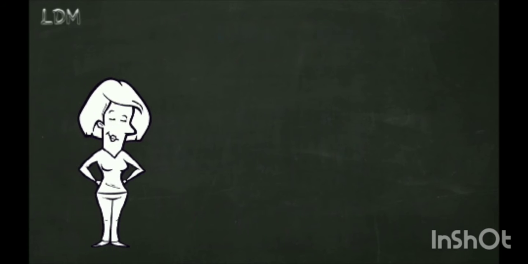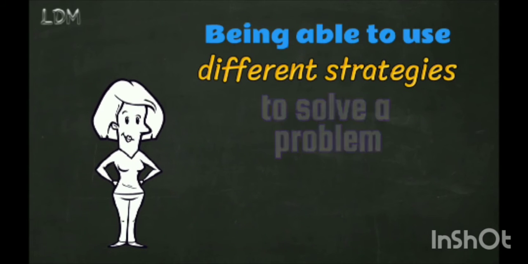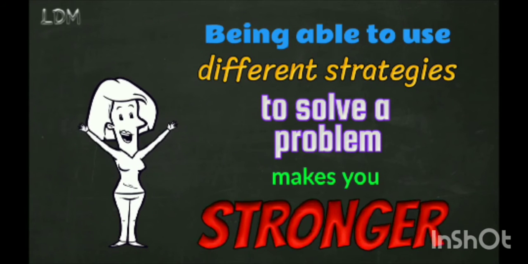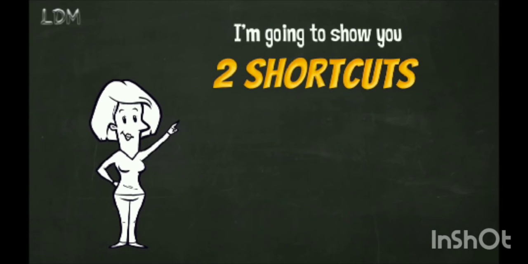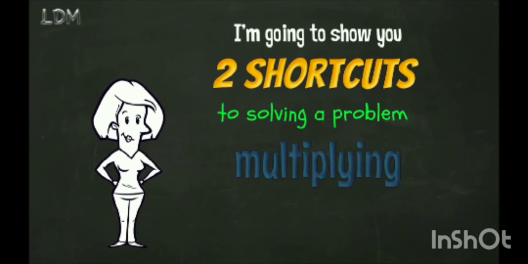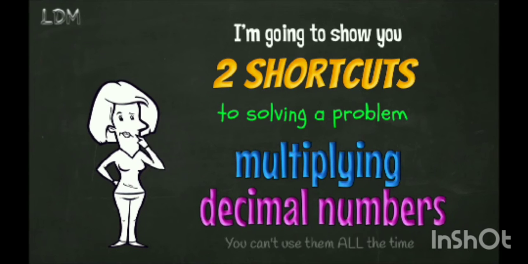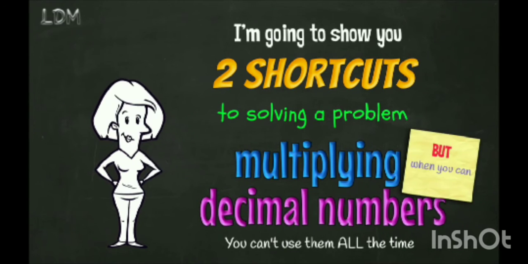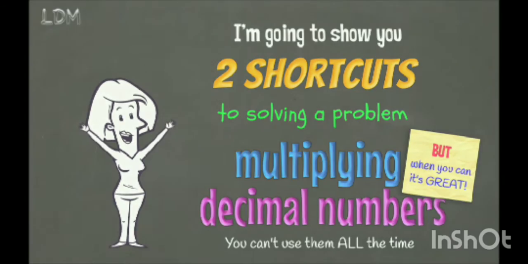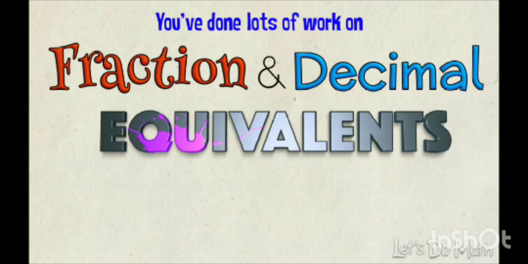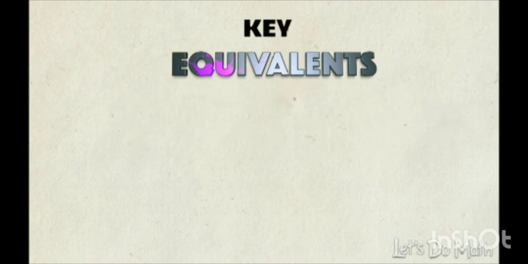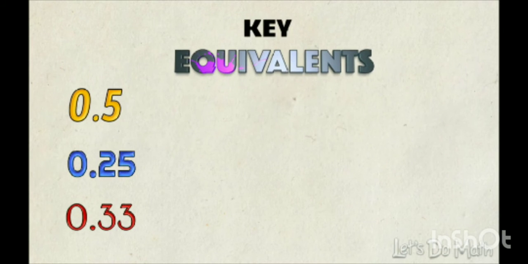I think being able to use different strategies to solve a problem makes you stronger. In this video, I'm going to show you 2 shortcuts to solving a problem multiplying decimal numbers. You can't use them all the time, but when you can, it's great. You've done lots of work on fraction and decimal equivalents by now. You know some key equivalents, like these.